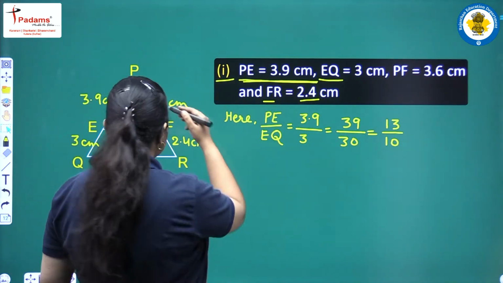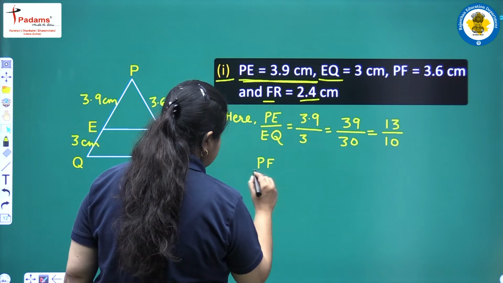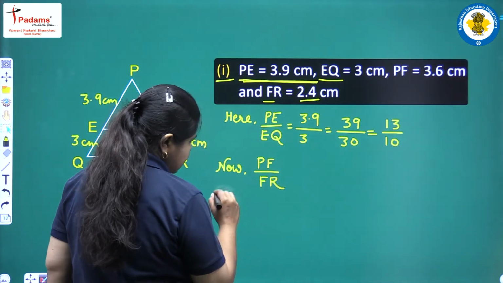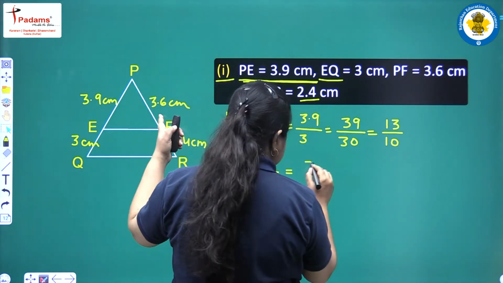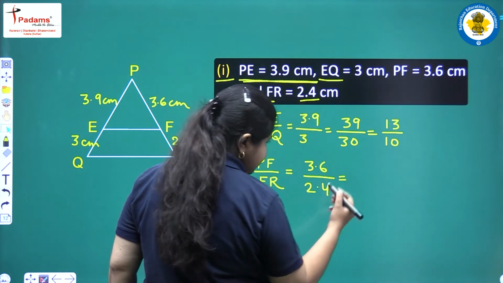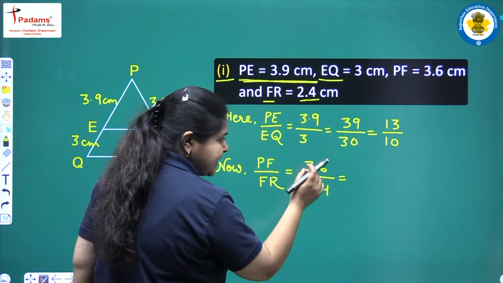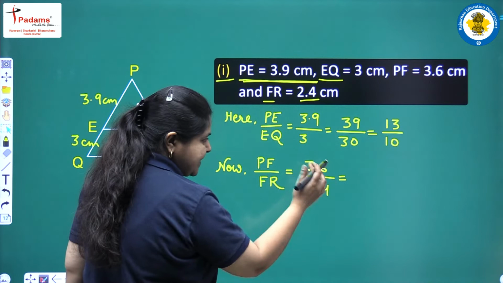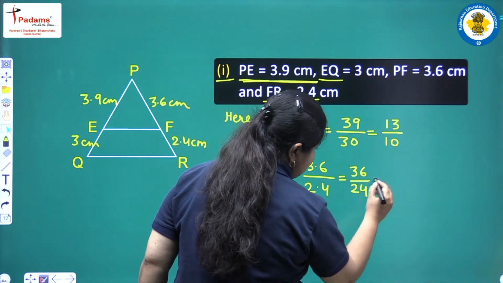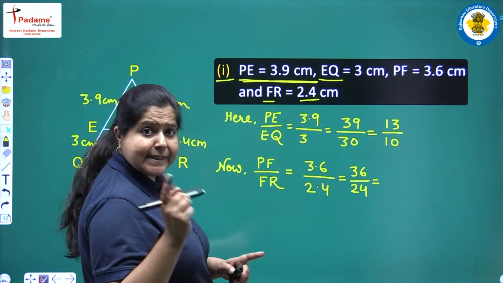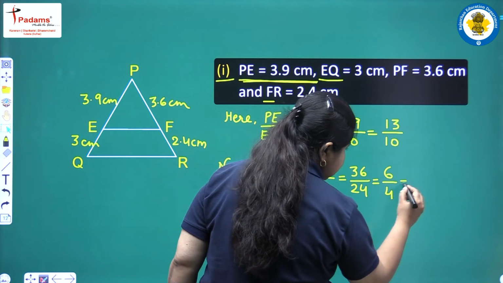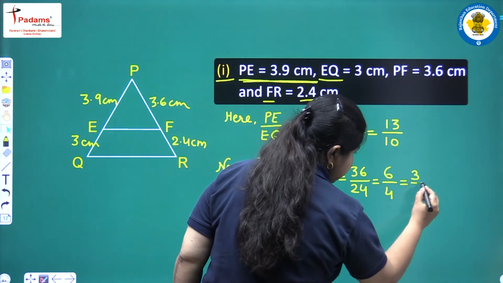Now we find the ratio PF upon FR. This is equal to PF is 3.6 and this one is 2.4. Remove the decimals as we have the same number of digits after the decimal. तो हम यहाँ पर decimal आसानी से remove करते हुए we will get 36/24. You can divide both these numbers by 6. 6 6s and then 6 4s. Again if we divide by 2, 3/2.